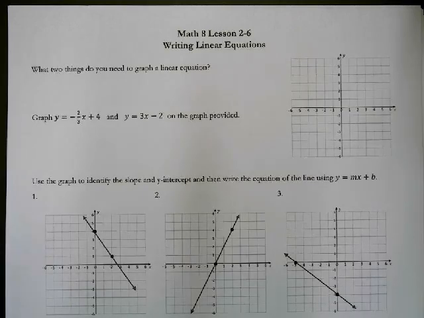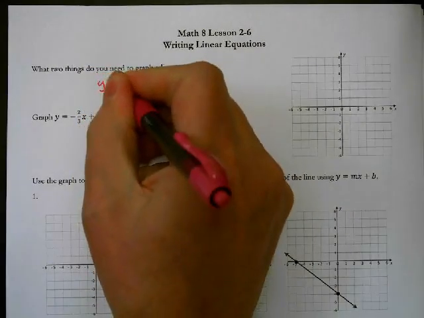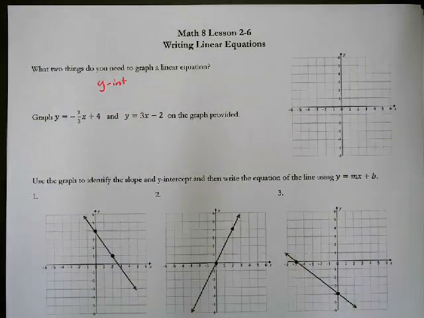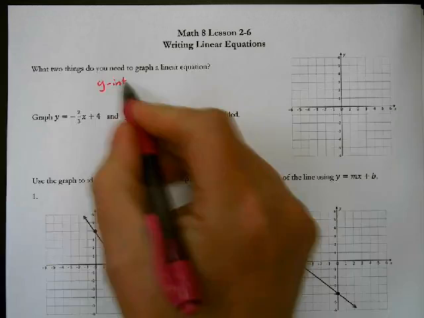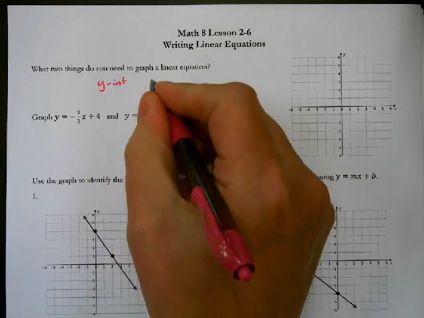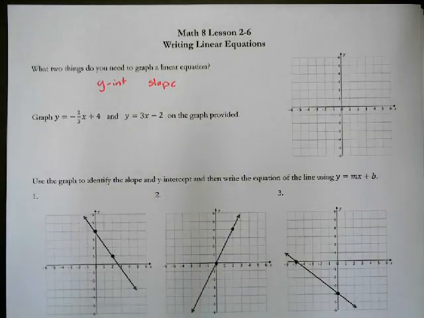Okay, so our first question is, what two things do you need to graph a linear equation? On the last lesson, we saw that we needed two things. We could start with the y-intercept, and then we could use the slope to find the next point.